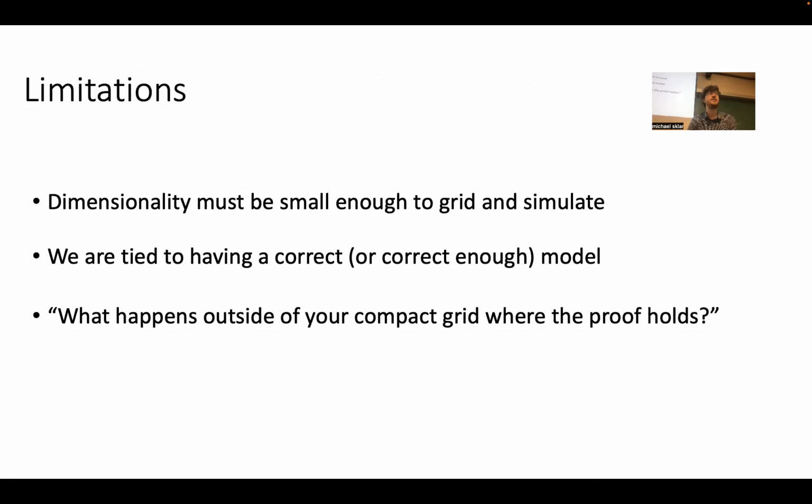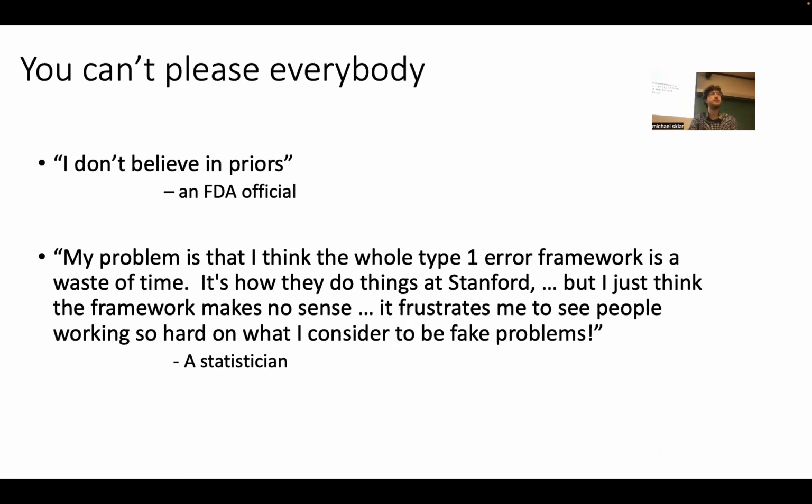Limitations here, though: you need dimensionality small enough, again. You absolutely do need to believe in your model if these guarantees are going to be worth anything. And that is a very big problem in clinical trials, particularly things like cancer, oncology, or immune-related things. Things are very hard to predict. And there are also questions about what happens outside of your compact grid. And some people are just never going to be happy.